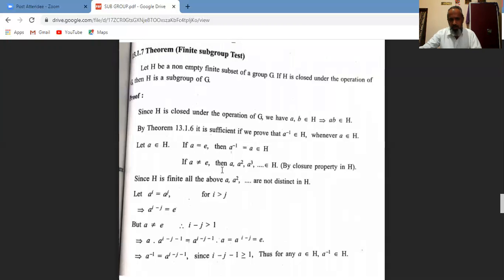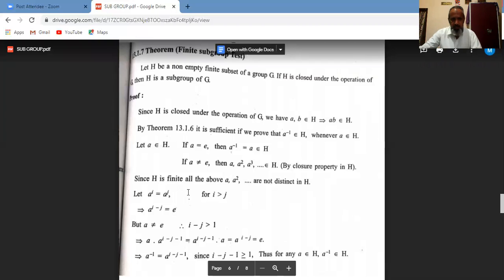If A is not equal to E, then A square, A cube, and so on belong to H by the closure property in H. If A belongs to H, A into A square belongs to H. A square into A cube belongs to H. So the elements in H will be the powers of the element A: A power 1, A power 2, A cube, ..., A power r, A power s, A power i. These elements belong to H by the closure property.